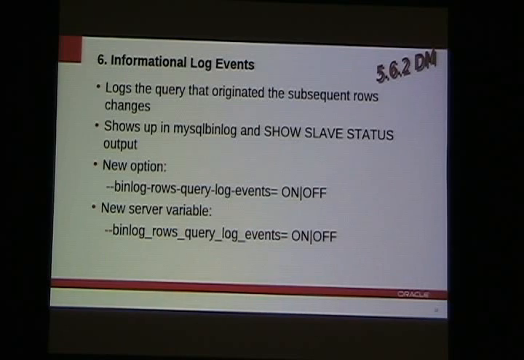Information log events: we turn it on by setting this option, and then it will log the original query. So it's easier to debug if you want to see in the replication log the different rows and where they come from.